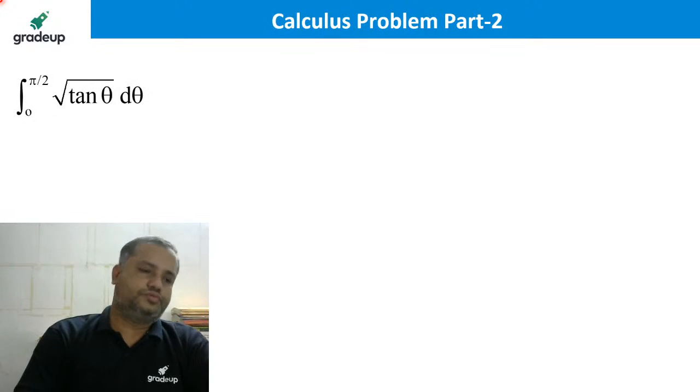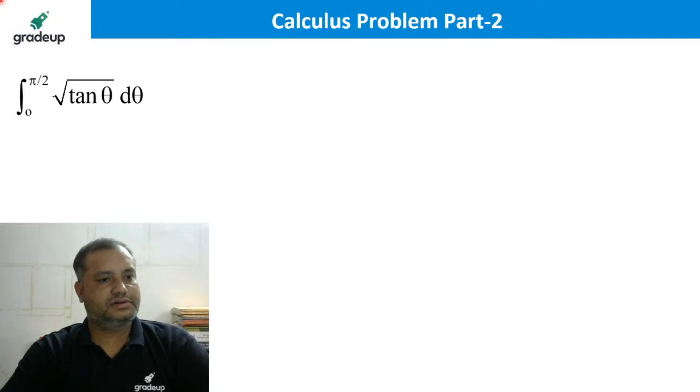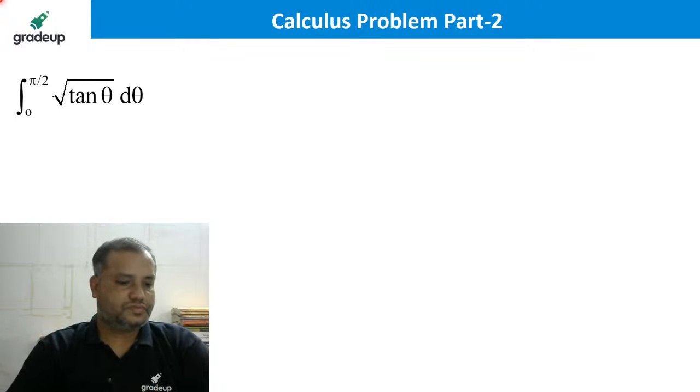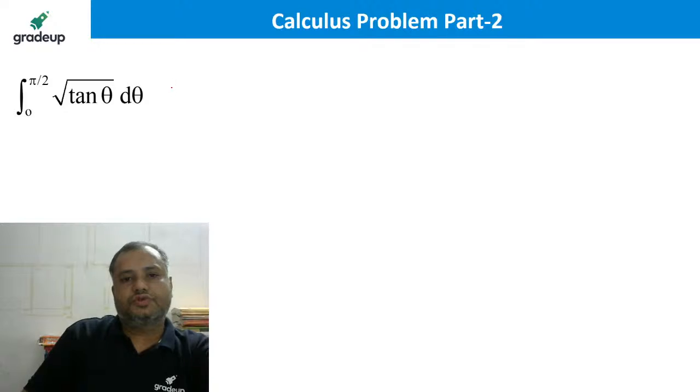Zero to pi by 2, square root of tan theta. Chaliye, try it. So this can be written as 0 to pi by 2.